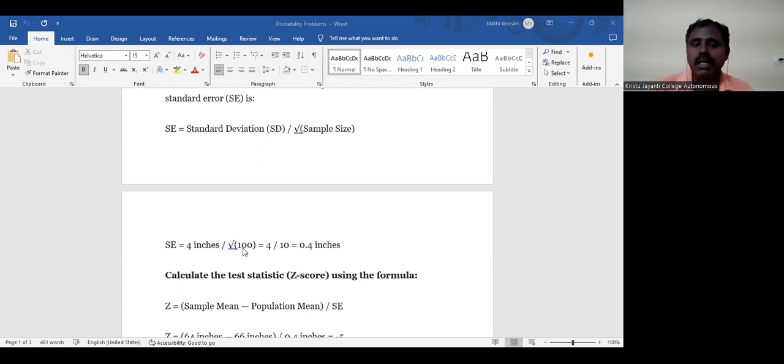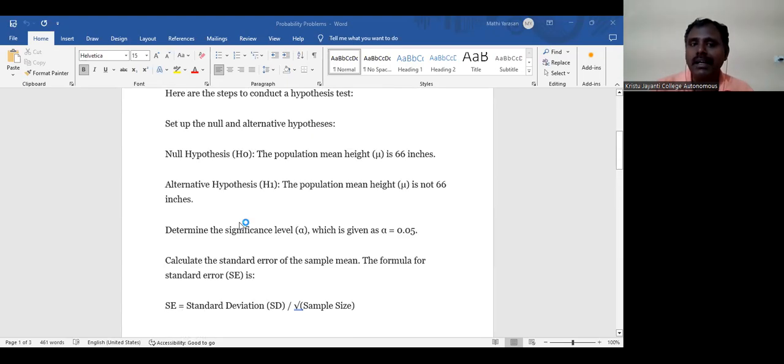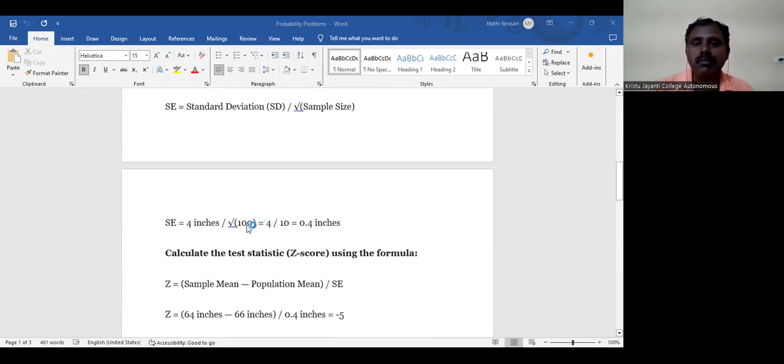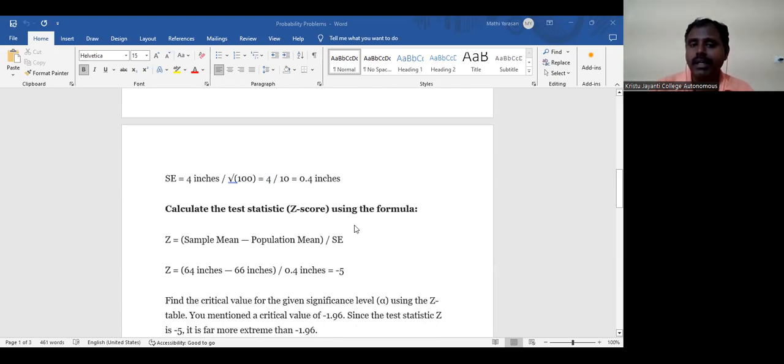They put it here, and the square root of the sample size. There are 100 students, a sample of 100 students, so they put the square root of 100. So 4 inches divided by the square root of 100, we get 4 by 10. That means you will get 0.4 inches. So we are calculating the standard error, the SE value, here.